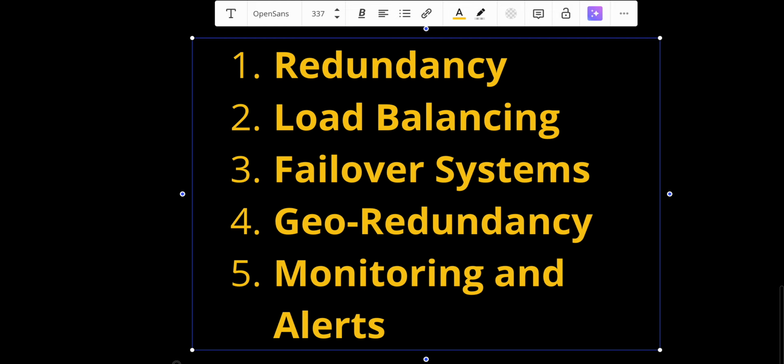For example, Netflix uses chaos engineering to identify and fix single points of failure. They intentionally simulate failures to ensure their system remains resilient. Cloud providers as well, like AWS and Azure, offer multi-regional deployment options. So even if one data center goes offline, your applications remain available.